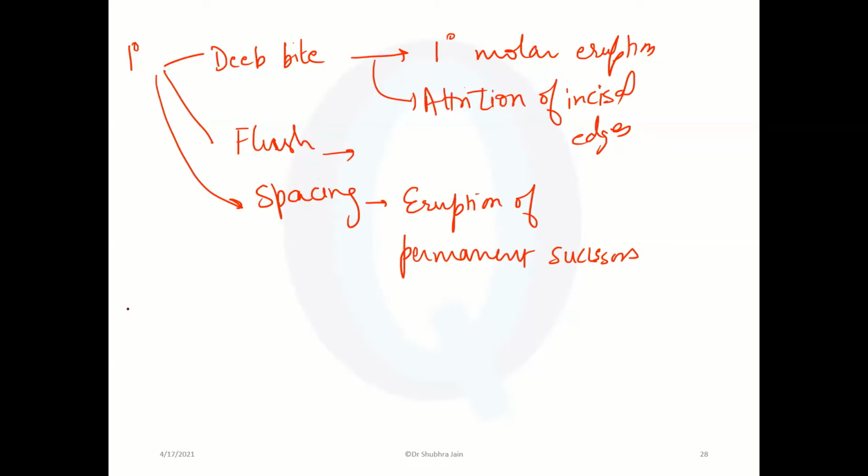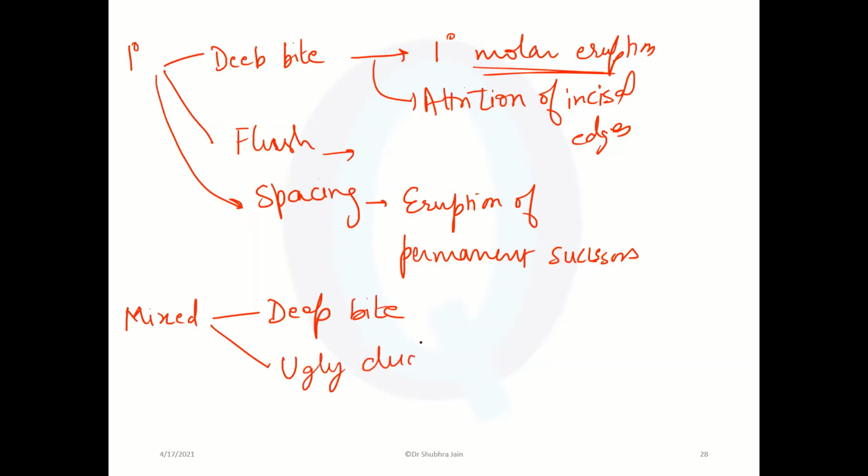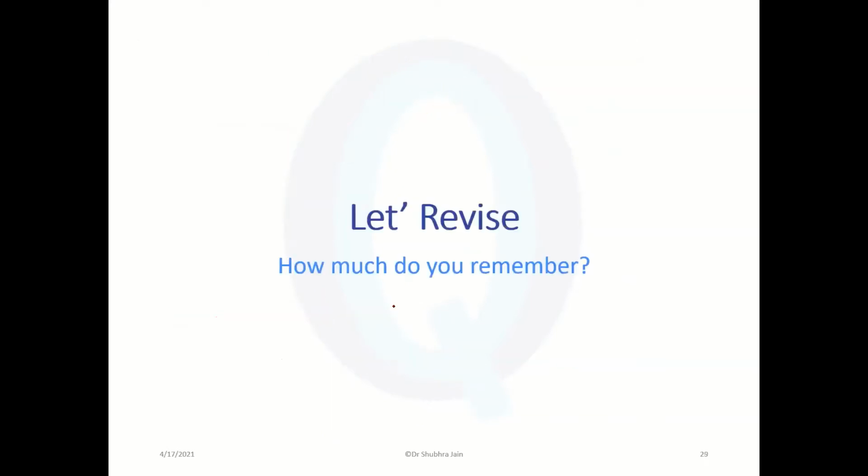Next, we are going to see the mixed dentition. What happens in mixed dentition? The first is deep bite. Deep bite is going to get corrected by the eruption of molars. The second thing is ugly duckling stage. Ugly duckling stage gets corrected by eruption of canines that we discussed. And the third is end on molar. End on molar is going to get corrected by late shift. So these are the three self-correcting anomalies that we need to remember.